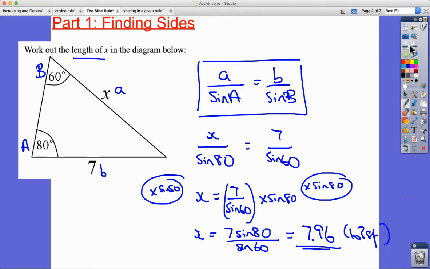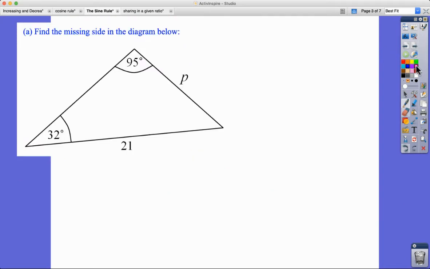So 7.96. If you would like to have a go a bit more independently, here's another example. Feel free to pause the video, but I am going to be going through this now.